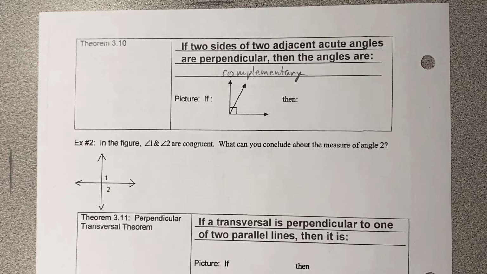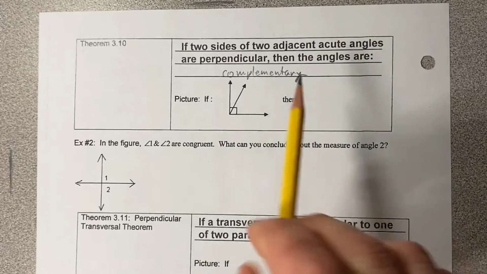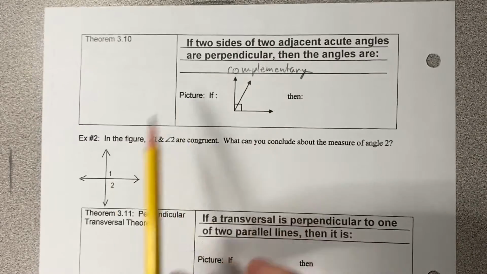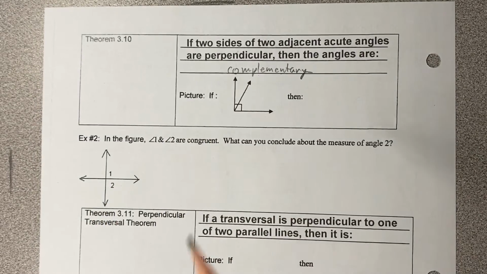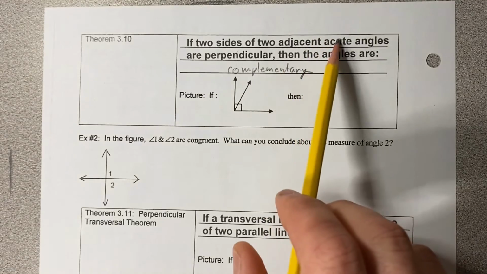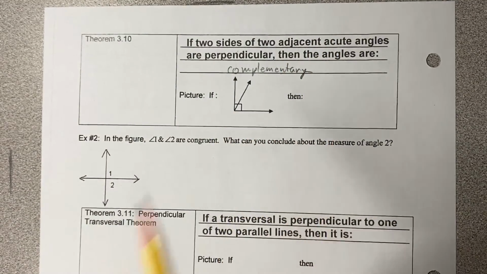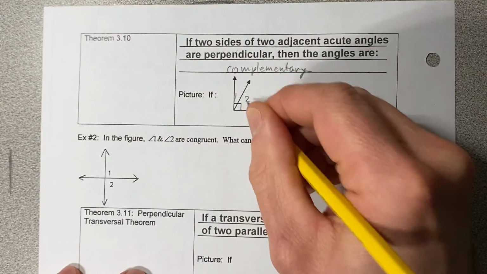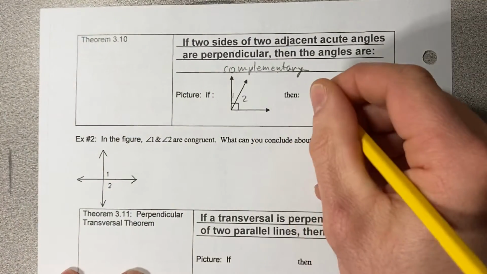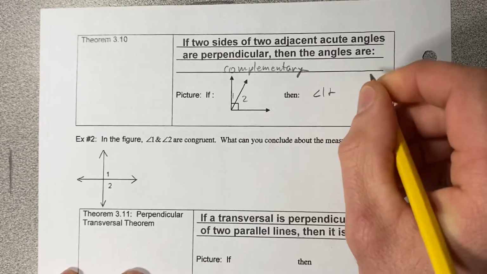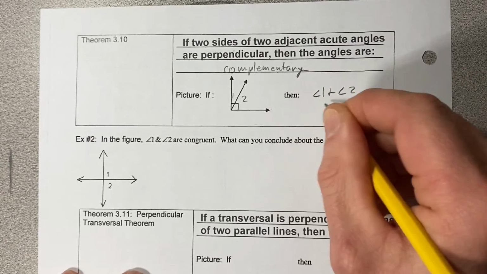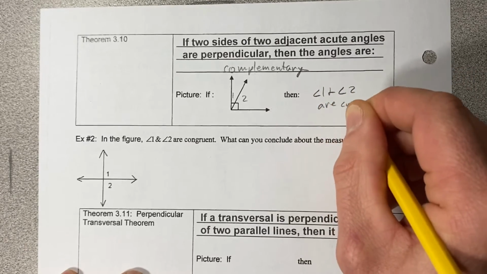And I think this kind of makes sense. The setup for it takes a lot. They've got to be adjacent angles. Two sides are perpendicular. So basically you've got, let's call it angle 1 and angle 2. We know that angle 1 and angle 2 are complementary.